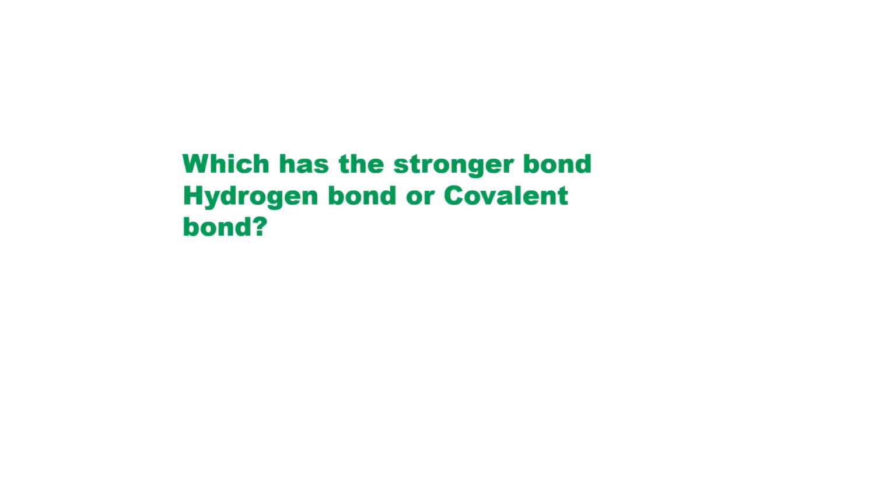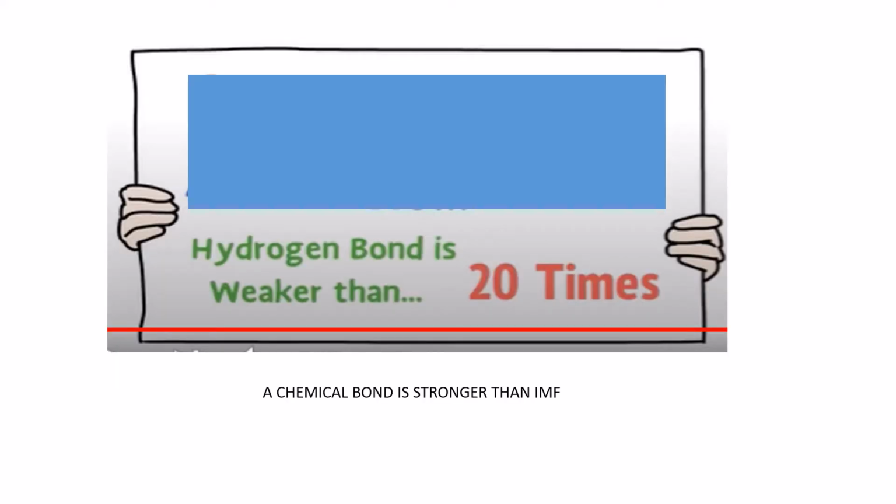Which has the stronger bond, hydrogen bond or covalent bond? Hydrogen bond is 20 times weaker than covalent bond. It is because hydrogen bond is not a chemical bond. It is an intermolecular force.